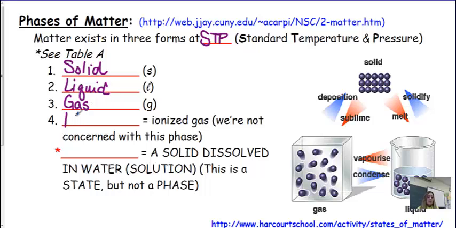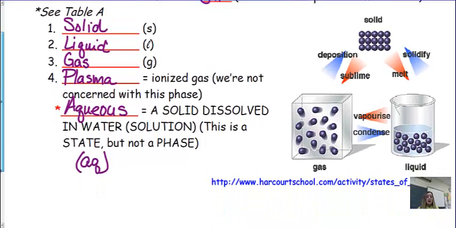The fourth one is plasma. As you all know, that is the 4th phase, but that is considered an ionized gas, and we're not concerned with this phase in chemistry, so we're just going to stick with solid, liquid, and gases. And aqueous is not a phase, but it is a state. This is where a solid is dissolved in water and becomes a solution, and you would see the symbol aq in parentheses after the substance.